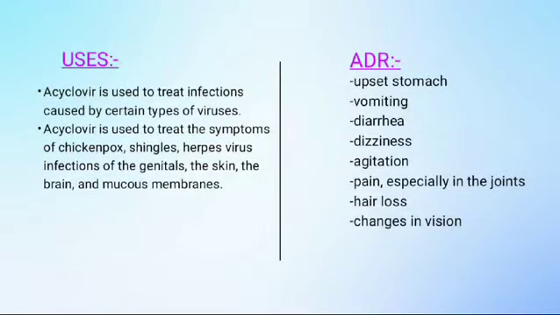Uses of acyclovir: acyclovir is used to treat various infections in our body that are caused by viruses. It is used to treat the symptoms of chickenpox, shingles, herpes virus infections of the genitals, the skin, the brain and mucous membranes. Adverse effects of acyclovir are upset stomach, vomiting, diarrhea, dizziness, agitation, pain especially in joints, hair loss and changes in vision.